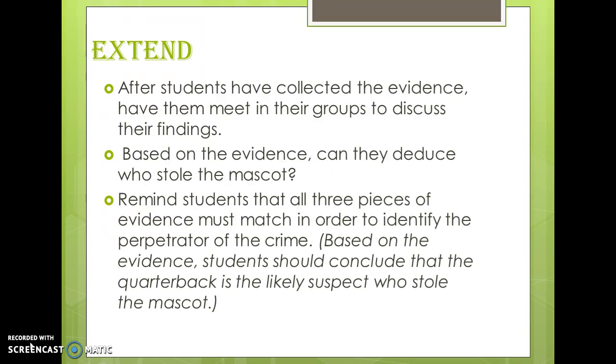After students have collected the evidence, have them meet in their groups to discuss their findings. Based on the evidence, they can deduce who stole the mascot. Remind students that all pieces of evidence must match in order to identify the perpetrator of the crime. Based on the evidence, students should come to the conclusion that the quarterback is likely the suspect who stole the mascot.